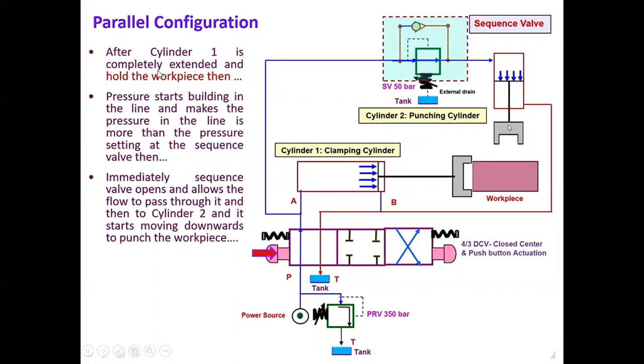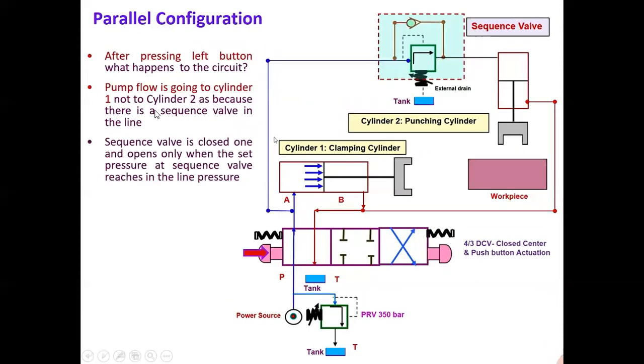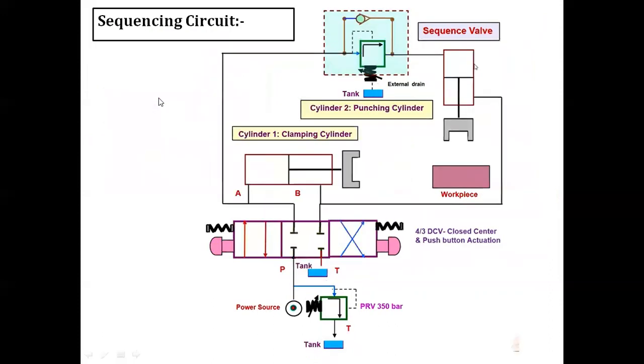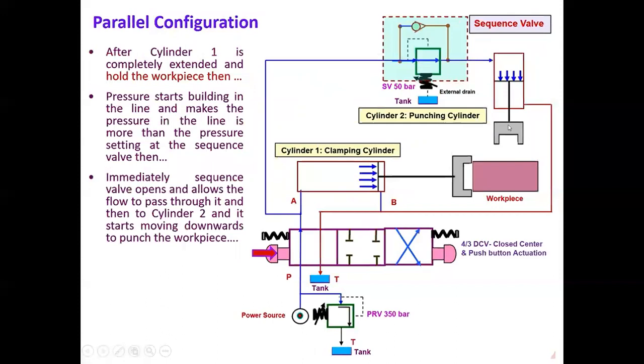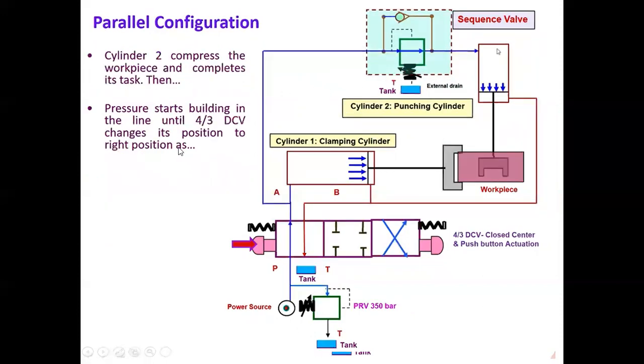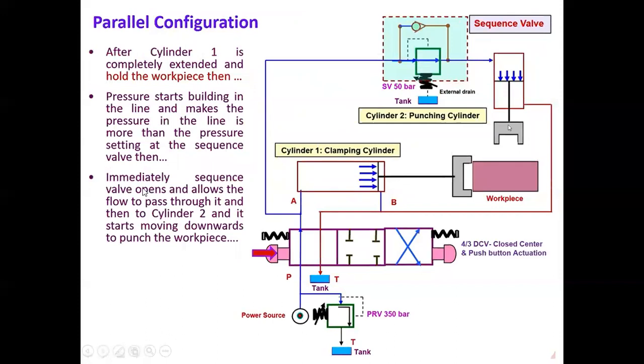After cylinder 1 completely extends and holds the workpiece, pressure starts building in the line and becomes more than the pressure setting at the sequence valve. Immediately the sequence valve opens and allows the flow to pass through it to cylinder 2, and it starts moving downward to punch the workpiece.